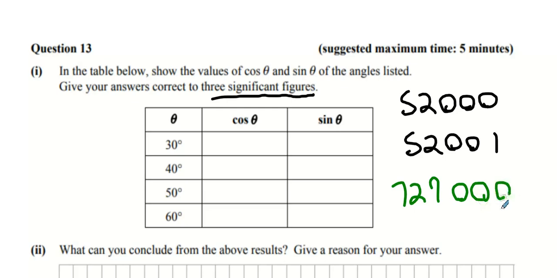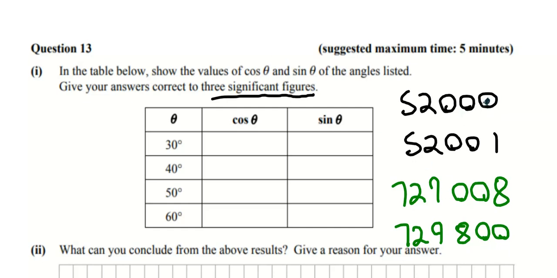729,000. How many significant numbers in the green one? 3. The 7, the 2, and the 9, because they all come before the zeros. Now, how many significant figures if I do 729,008? 6, because they're sandwiched in between. How many significant numbers in 729,800? 4, because the zeros at the end don't count.